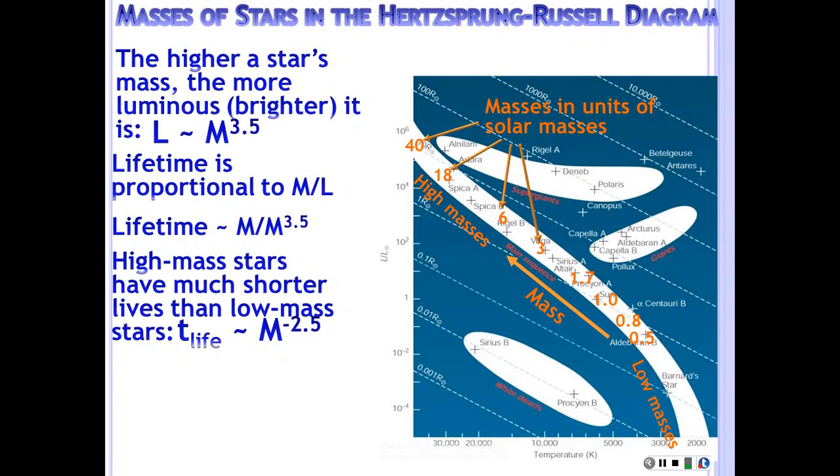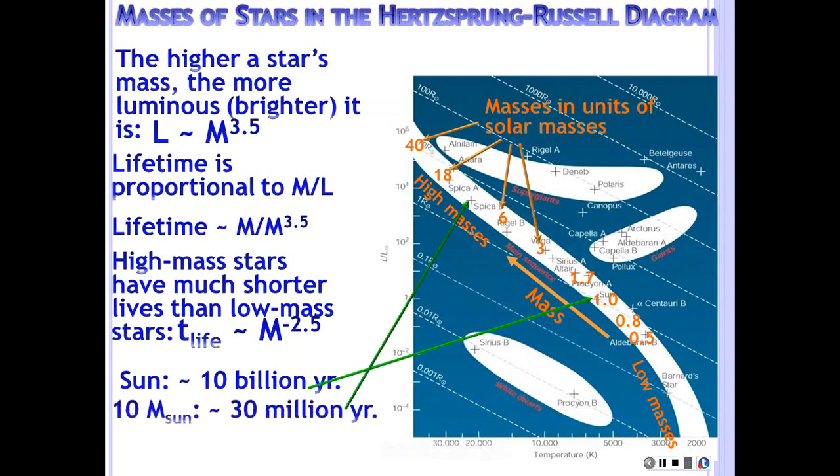And so we can get a feel for it. We know the sun has a lifetime of about 10 billion years on the main sequence. If you have one that's 10 times as massive, it'll only last for 30 million years. It's a lot shorter life. And then a tenth of a solar mass will last 3 trillion years.